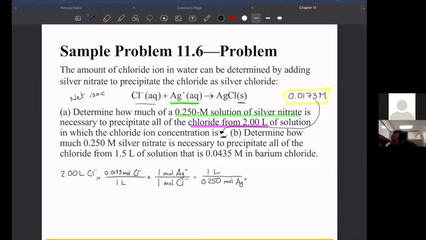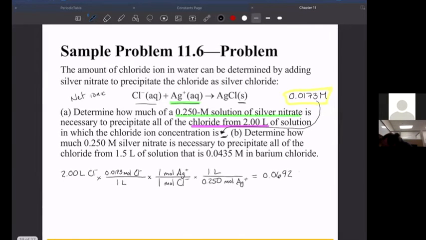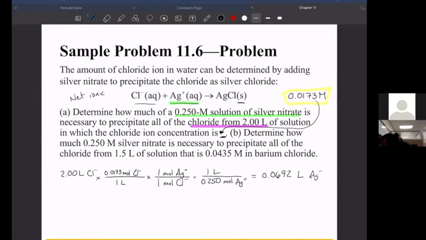And I'm going to find that I'm going to need 0.0692. Is there any more digits on there? Nope. Liters of this silver solution. All right, and that should all check out because my units will cancel out nicely, just like in all of our stoichiometry problems. The liters of chloride cancel, moles of chloride cancel, moles of silver cancel, and so I'm left with that volume of silver solution in liters.